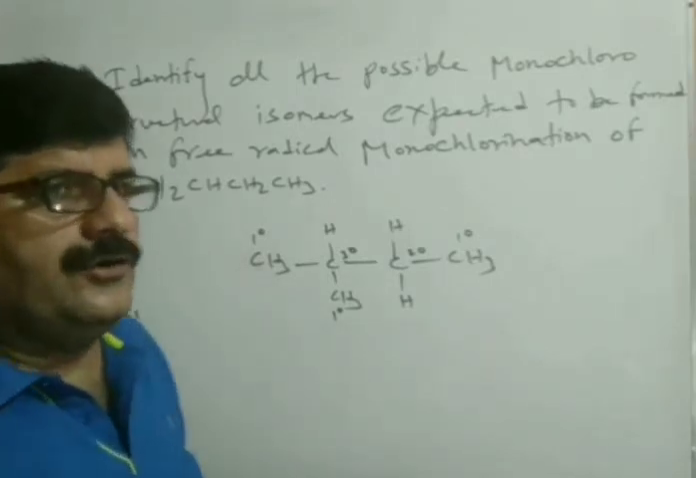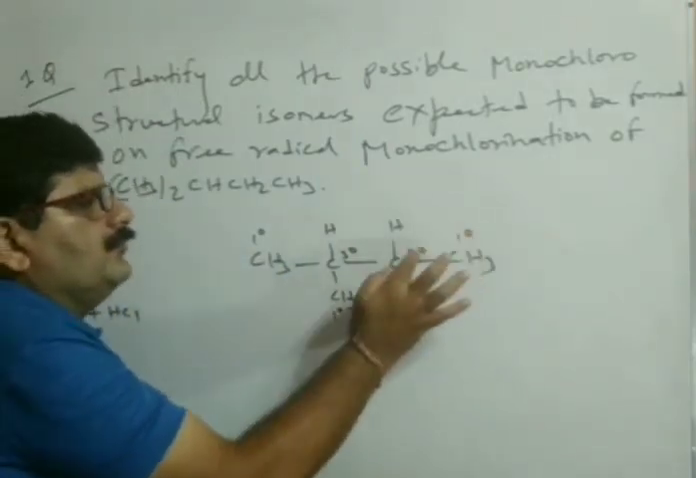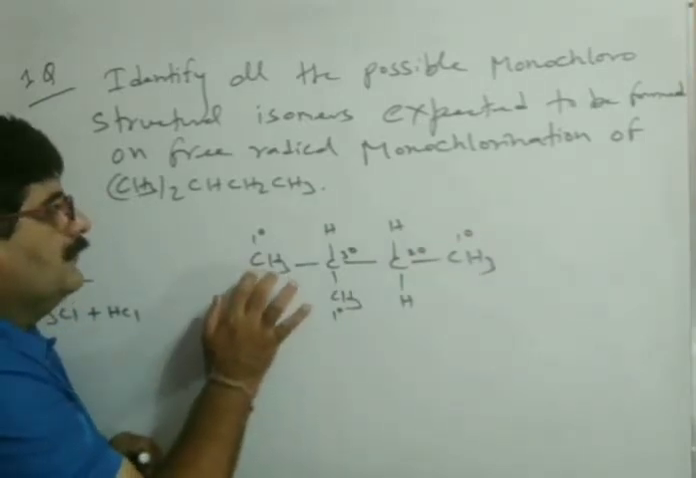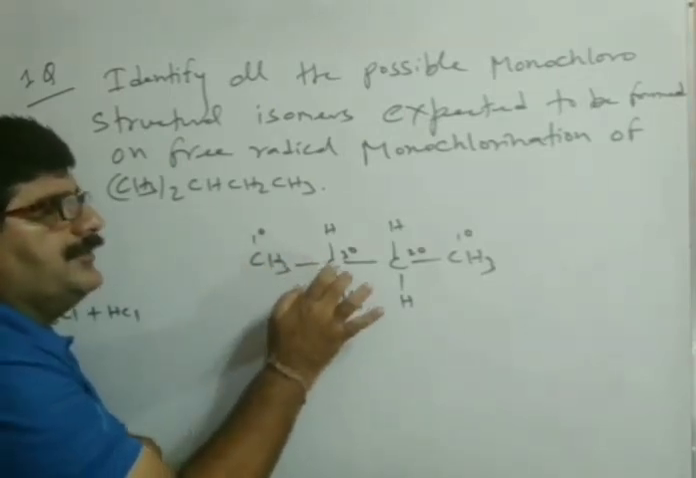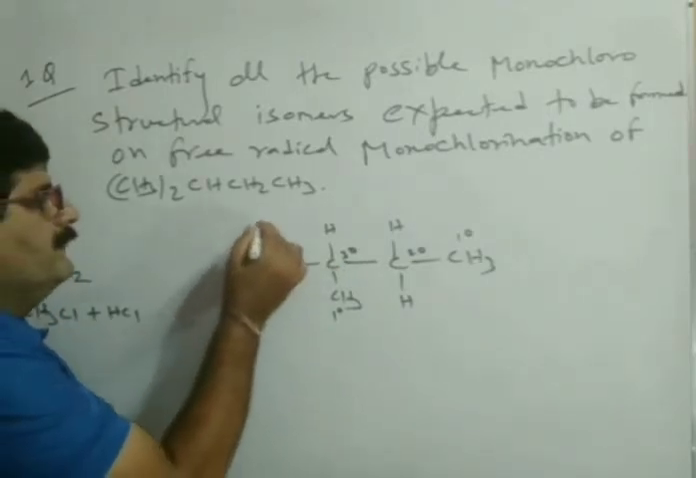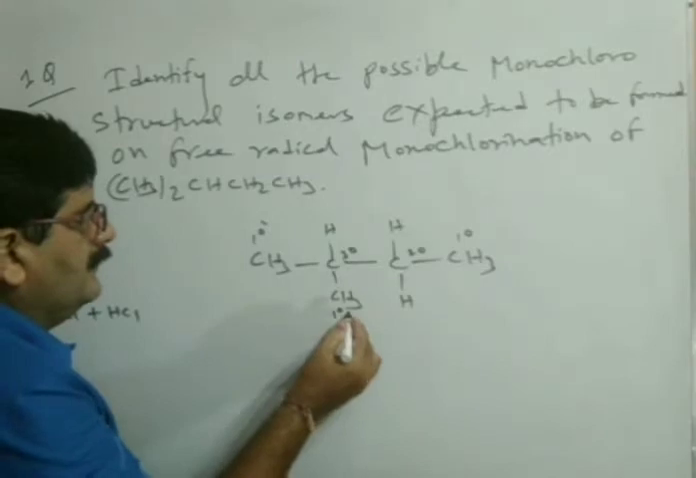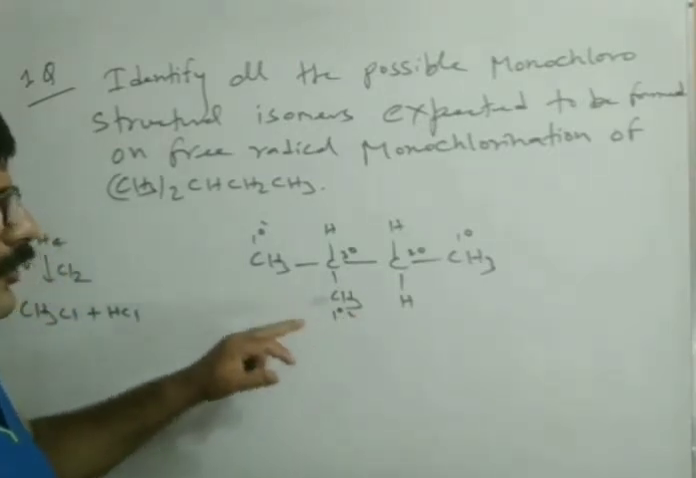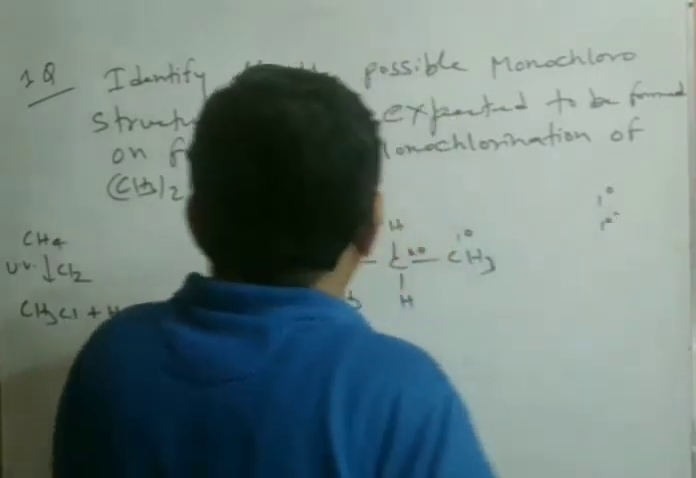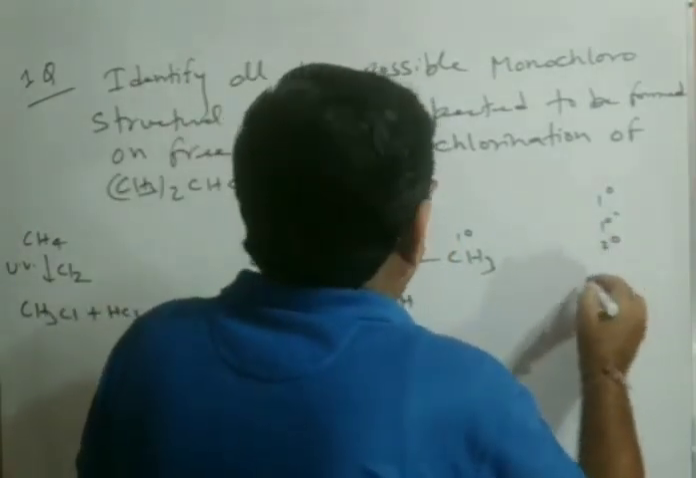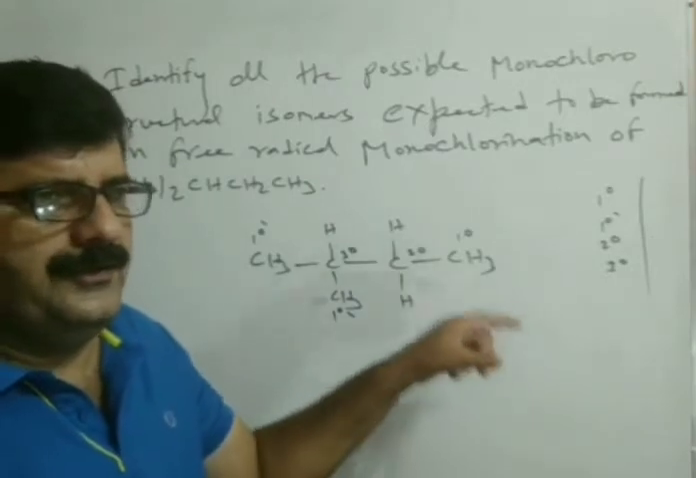All 1 degree hydrogen atoms are not similar in all respects. Why? Because this 1 degree hydrogen is linked with a 2 degree carbon, whereas this 1 degree and this 1 degree hydrogen atom are directly linked with the 3 degree carbon atom. So the left side hydrogen atoms are similar in all respects. So what have we obtained? 1 degree, 1 degree dash, 2 degree and 3 degree. 4 patterns of hydrogen atoms are present in this molecule.